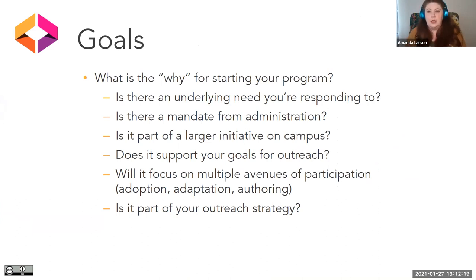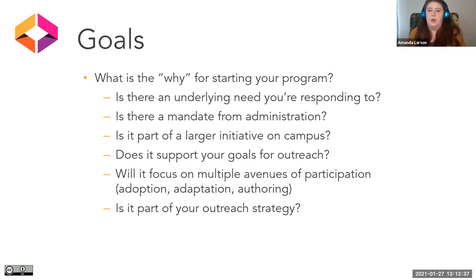So is there an underlying need on your campus that you are responding to? Do you have a mandate from your administration? So it's coming from the top down and you sort of have to figure out a program. Is it part of a larger initiative on campus? So is there an affordability initiative that's happening? This could come from, again, from the top down.